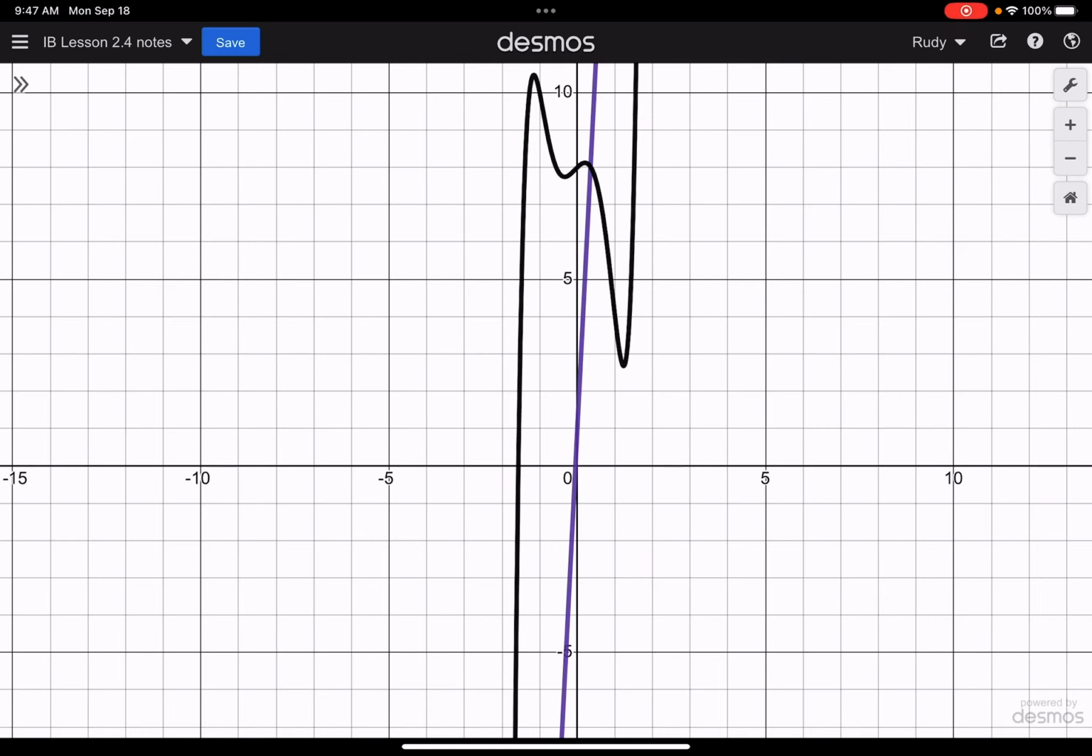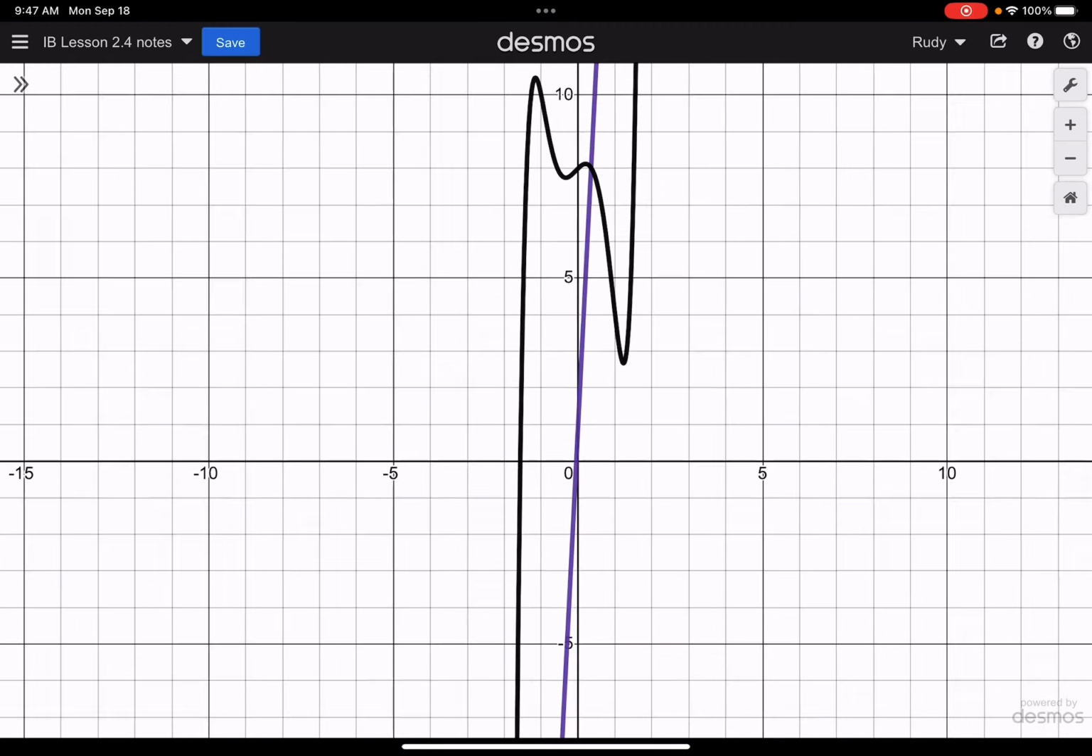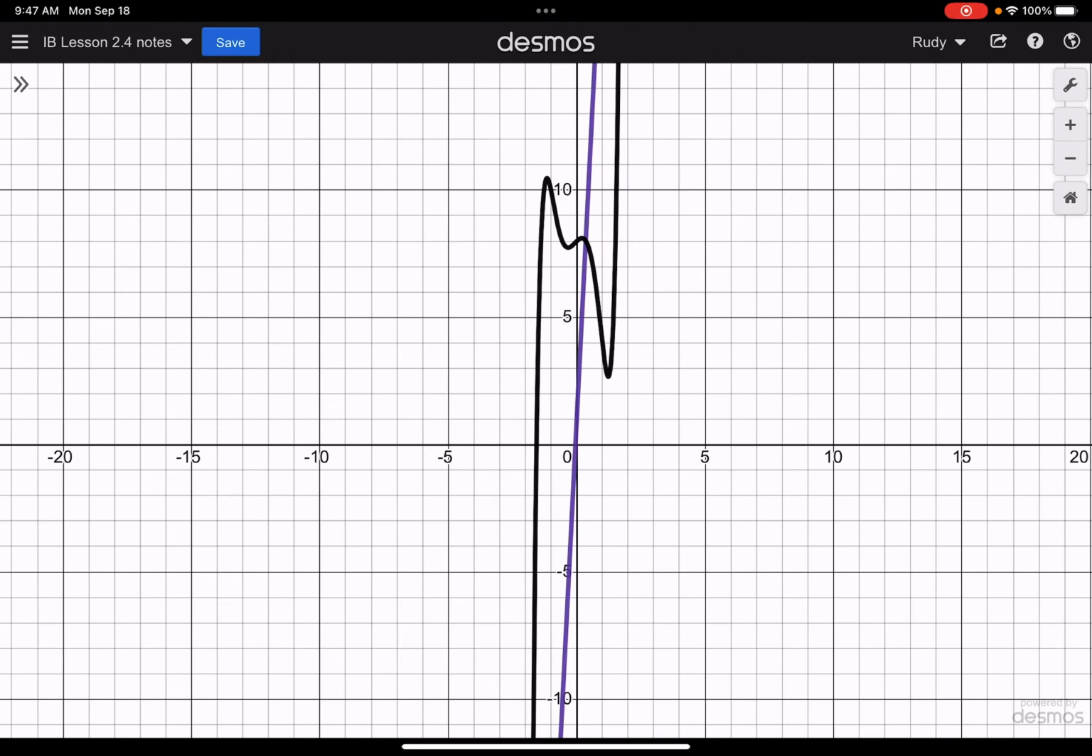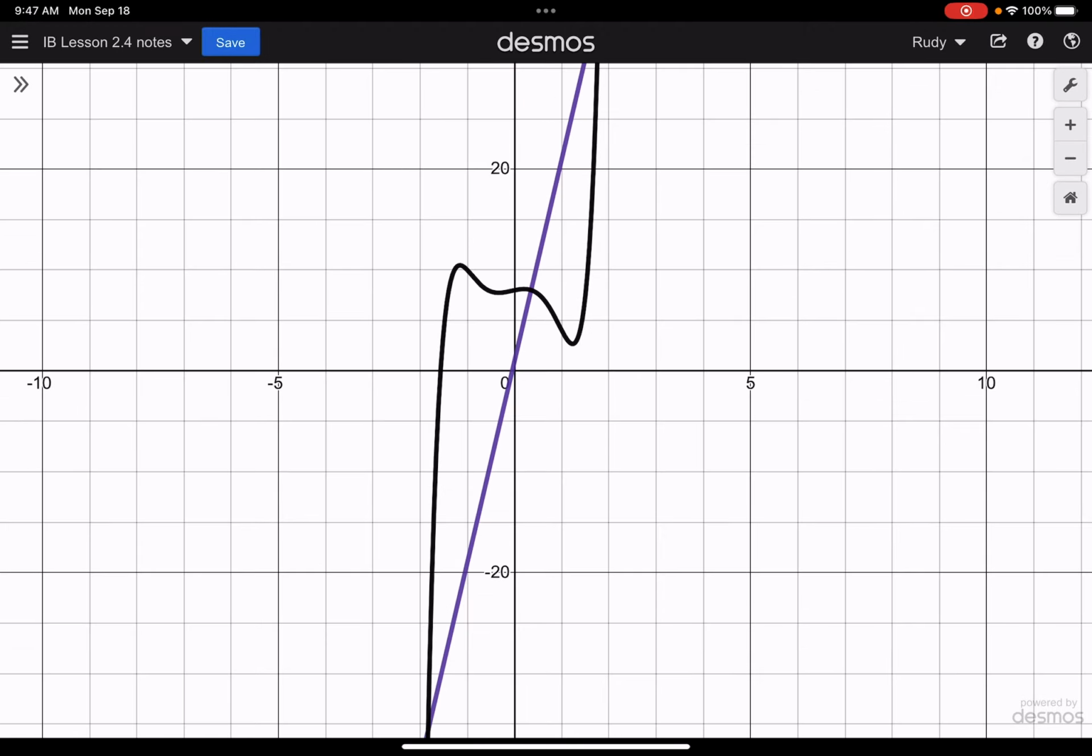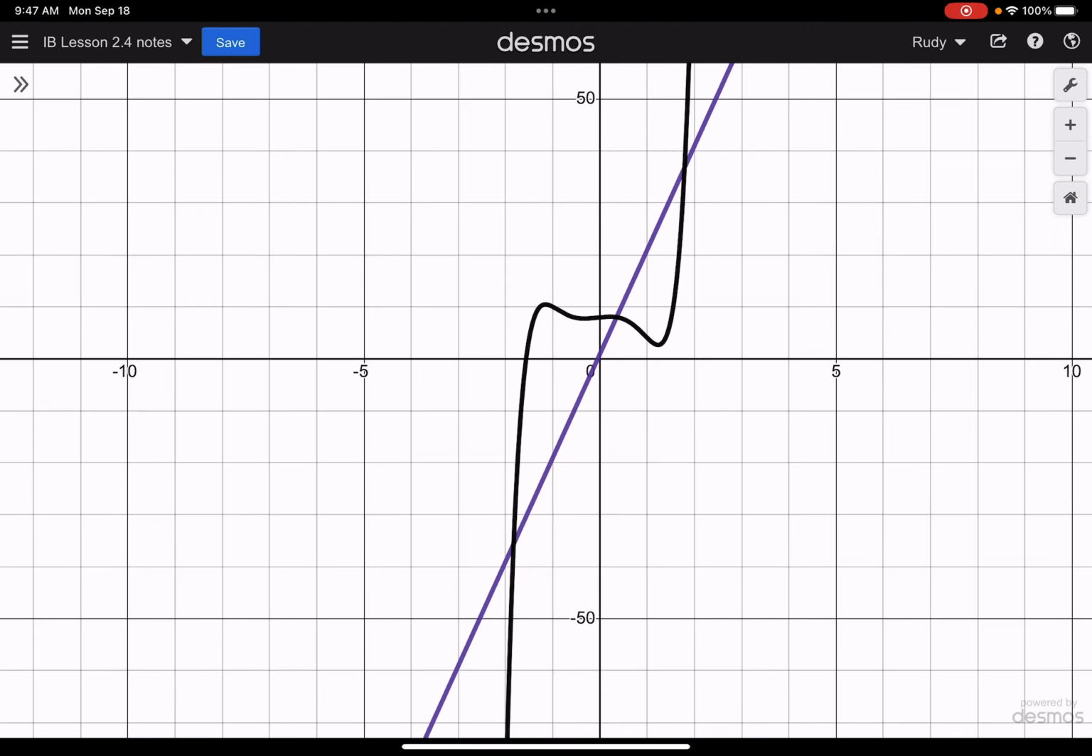However, keep in mind, we quite often have to think about our window settings. If I just zoom out, or even better, compress the scale of my y-axis, there we go, I can see there are indeed a total of 3 intersection points: here, here, and here. The question didn't ask for the actual coordinates of these intersection points, so I'm just going to say there are 3 intersection points.